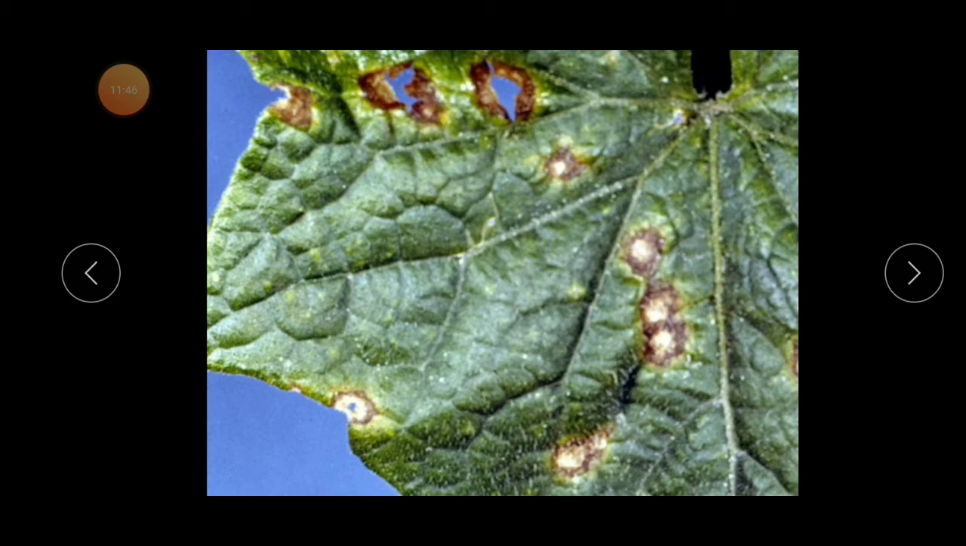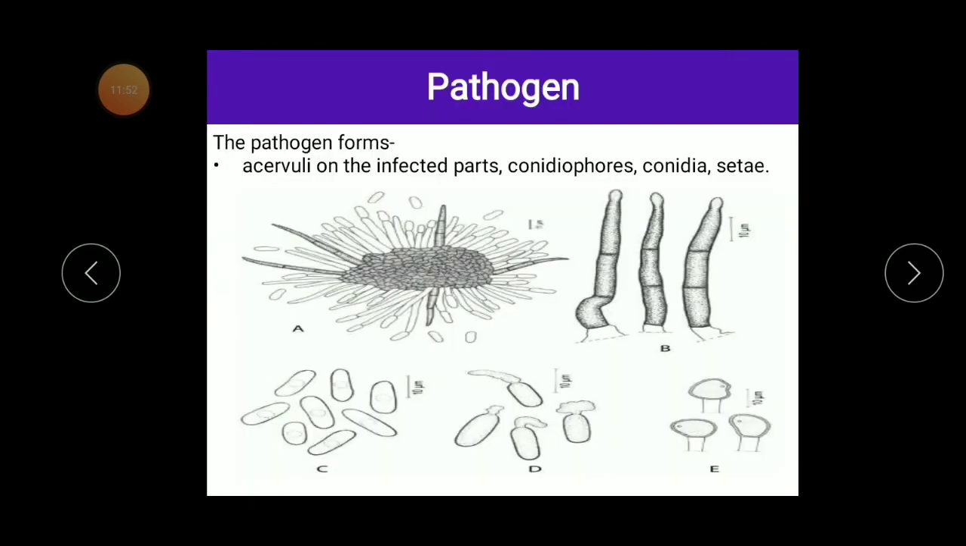These were the important symptoms of this disease. Next one is etiology, meaning the pathogen. The pathogen forms acervuli on the infected part, with conidiophores and conidia. This is the first image, image A, which is the acervulus, and the second one is setae. These C, D, E are the conidia and conidiophores.